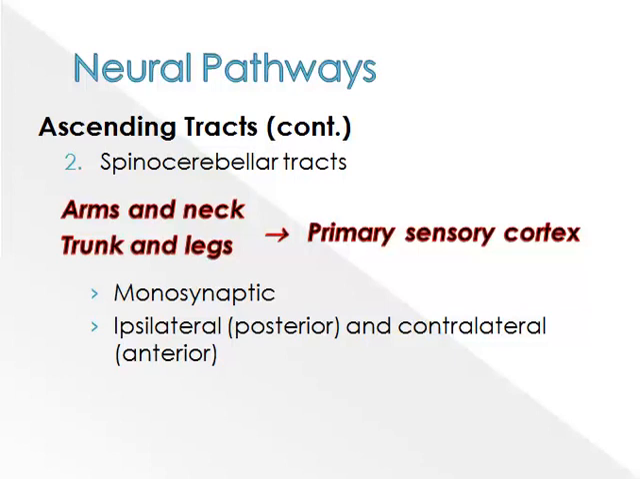These are monosynaptic in the sense that there's only one synapse going from the sensory neuron to the termination site. We have two kinds of spinocerebellar tracts. We have the posterior and the anterior, and the posterior is ipsilateral, meaning it doesn't decussate, but the anterior spinocerebellar tract does decussate. It is contralateral.